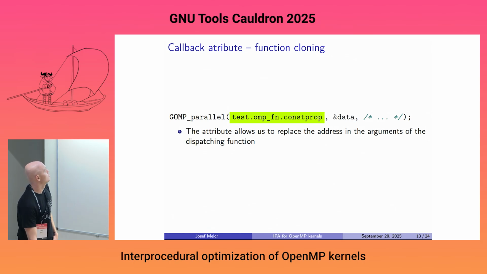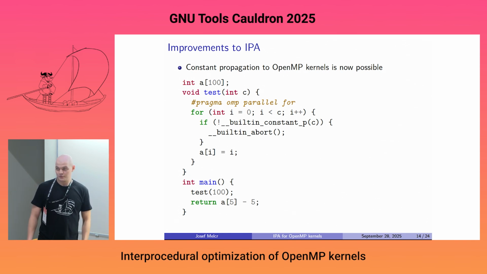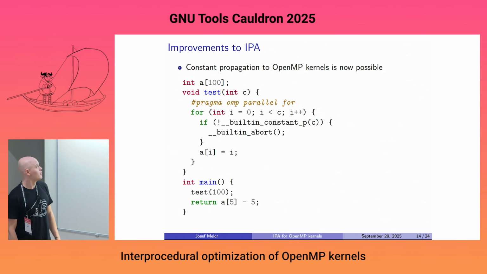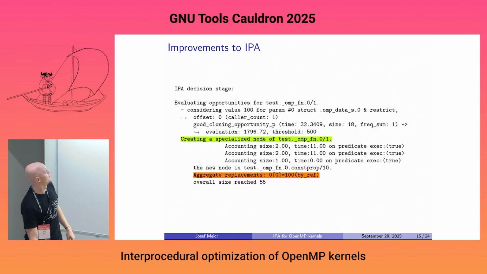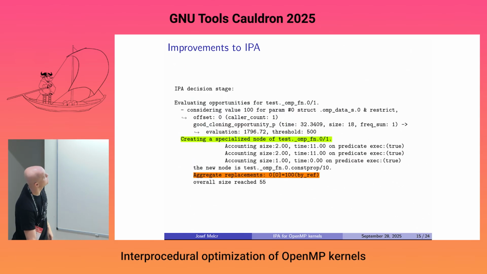Now, what can we do with this? Well, the improvements to IPA are, first of all, constant propagation is actually working now. So this is an actual test case that I'm trying to get into GCC. And I don't really know how to show this. This is just a dump that actually says that we do, in fact, propagate the value 100 to the kernel itself.